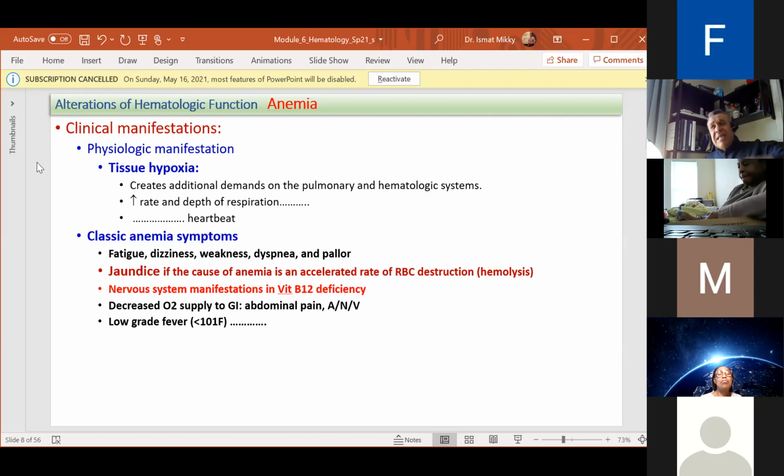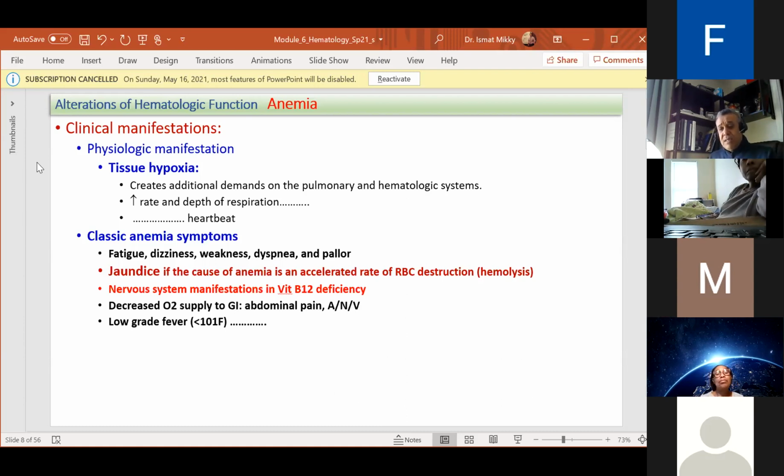Again, because that's a compensation for the decreased tissue oxygenation or perfusion, which is tissue hypoxia. So the heart has to work harder and faster to compensate for that tissue hypoxia, so it can supply tissues with more oxygen and more nutrients. The classic anemia symptoms are fatigue, dizziness, weakness, dyspnea, and pallor.